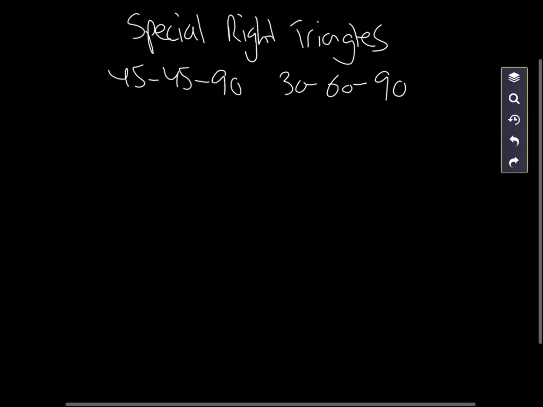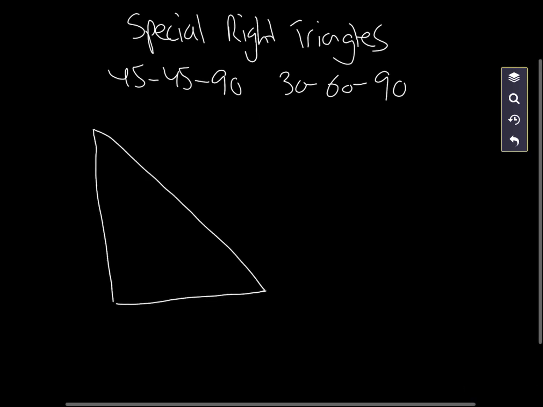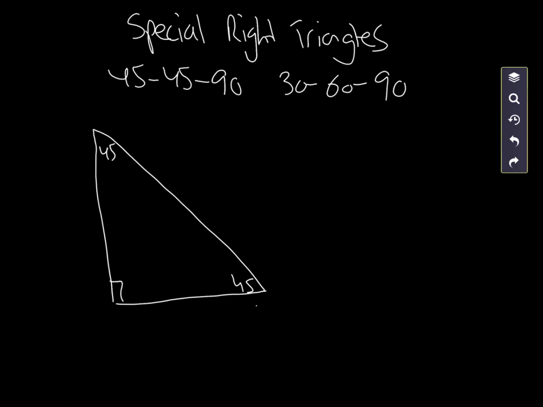Let's talk about some special right triangles. Let's first talk about the 45, 45, 90. So the 45, 45, 90 represents the angles of the triangle. So we have a 45, 45, and then a right angle, or 90 degrees.